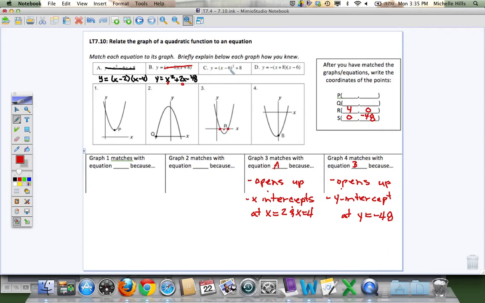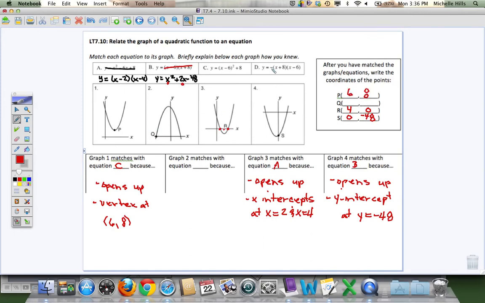Well, this one opens up and this one opens down, so it narrows it down. But if I was doing these from scratch, this one opens up and it's in vertex form. So the vertex is the point positive 6, positive 8. Opens up, vertex at positive 6, positive 8. Of all the graphs, it has to be this one. So opens up, vertex at 6, 8. So that's point P, the point (6, 8).